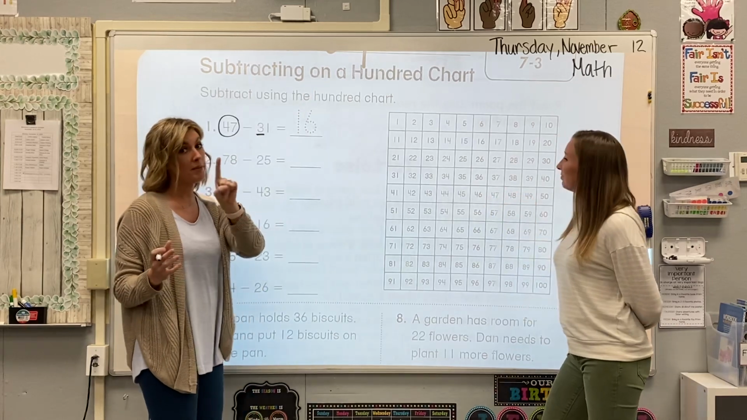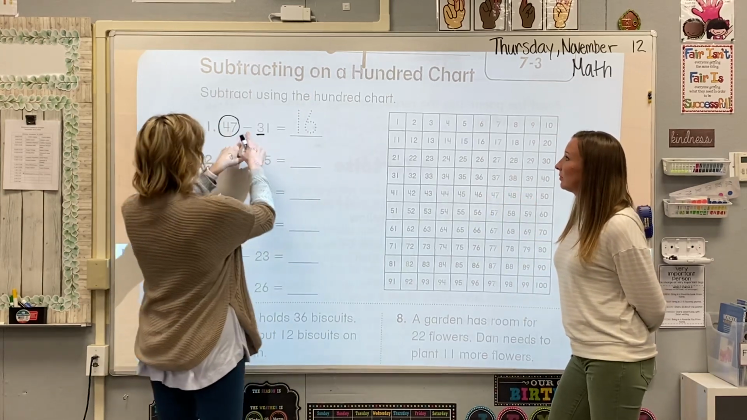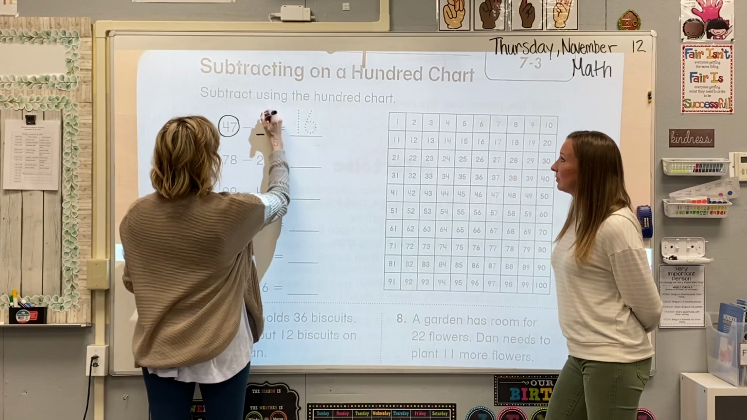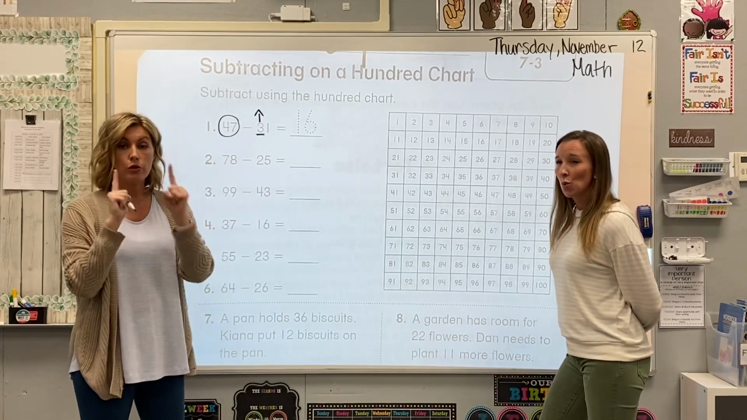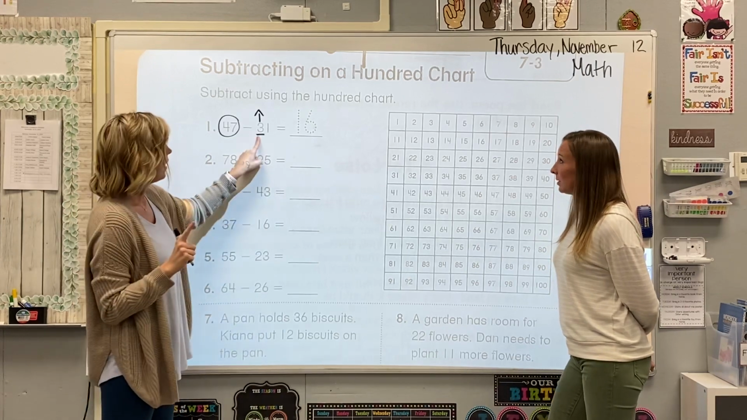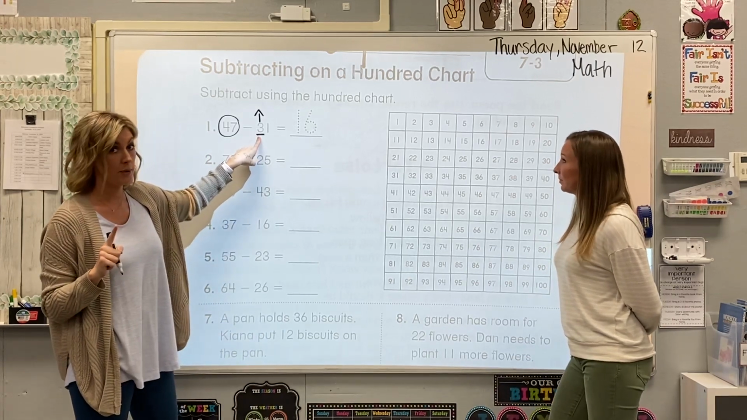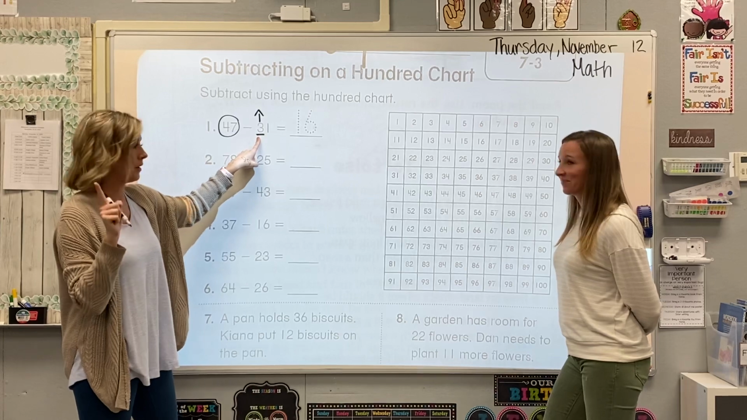Yes. So this is the opposite of addition. Now, when we're doing subtraction, this tens column number tells us how many spaces to go up. So you need to write an up arrow above the 3, which is in the tens place. Have you done that?